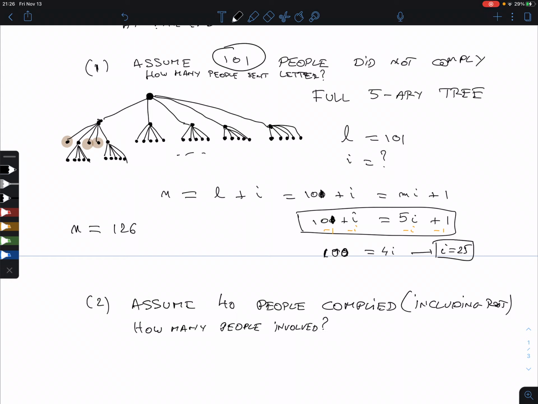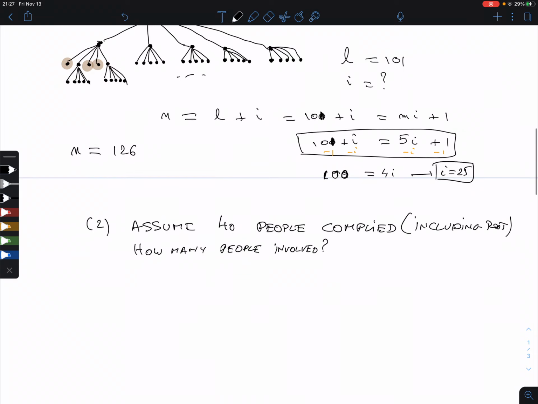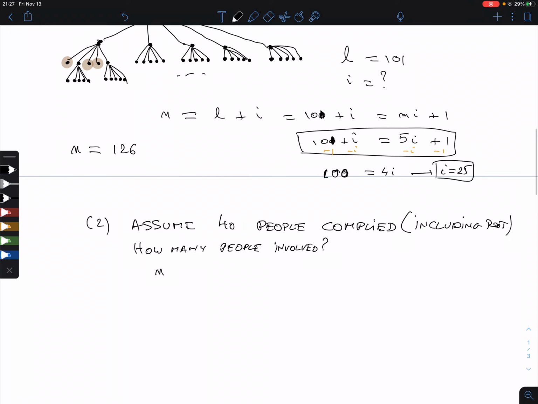So how many people saw the letter? I don't want to say received the letter because the root, of course, never receives a letter, but I want to include the root. So how many people were involved? How many people saw the letter, either sent it or at least received it? Okay, so what is that? What are the numbers that we have? So we have n, L, and I, and of course we also have m, but that is still 5. What do we know? What is this 40 referring to? The people that comply. That means the people that have sent out a letter. These are exactly the parents. These are the internal ones.